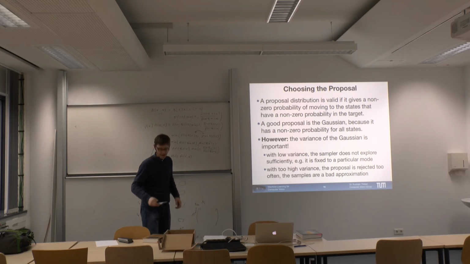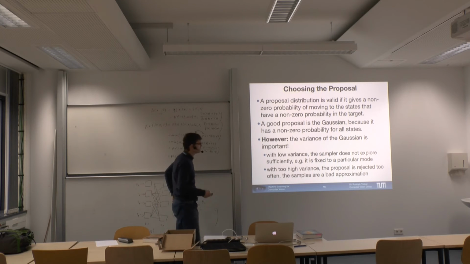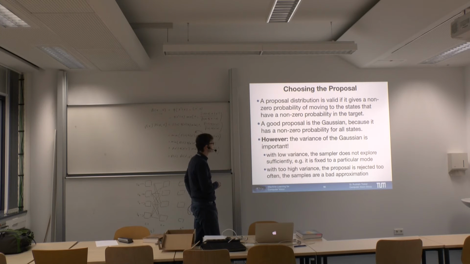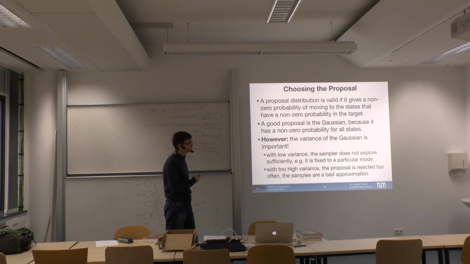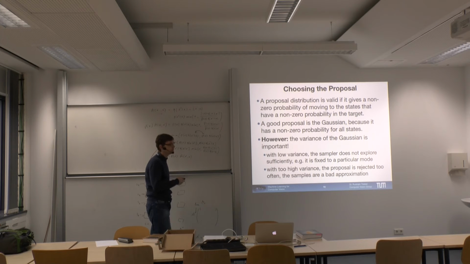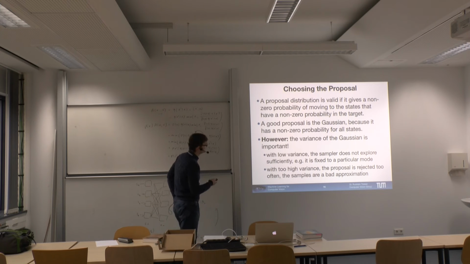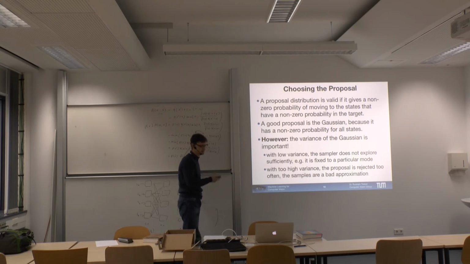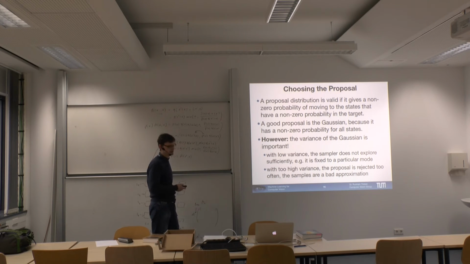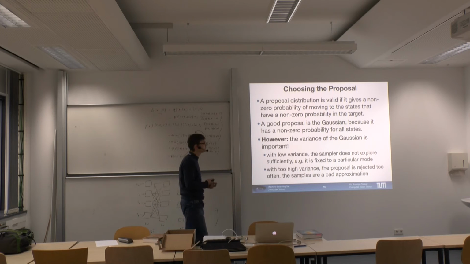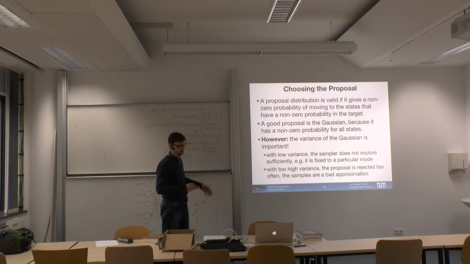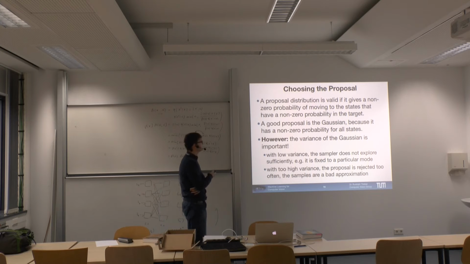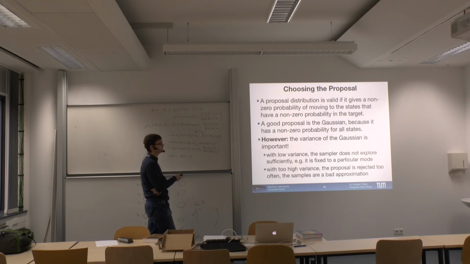Now, one important question is how to choose the proposal distribution. And the proposal distribution is very important to have a correct one, a valid one, particularly because you need to be able to reach every state from every other state, right? If you have a proposal distribution that doesn't reach certain states, then this doesn't help you much, right? Then you would not cover the whole state space, and then you would not be able to sample accordingly from that state space. So you need something that gives a non-zero probability of moving to the states that have non-zero probability in the target, right?